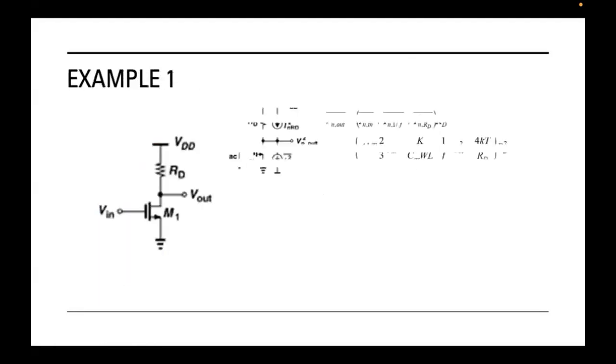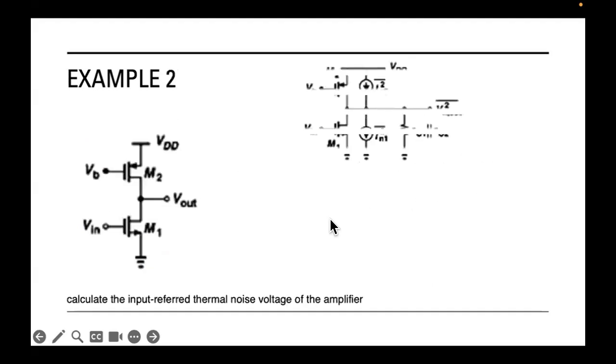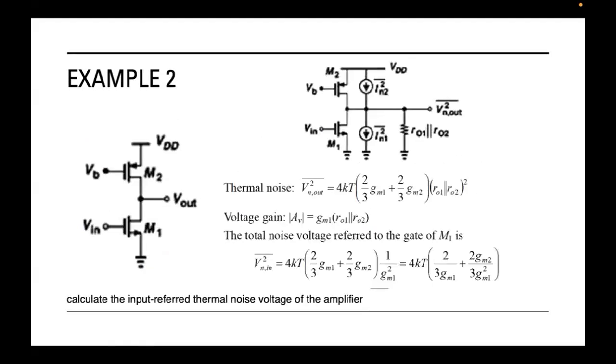While in the circuits, when we transfer from the output to the input, here is output voltage and here is the input voltage. So we use AV. So we divide by AV or the gain due to the amplification stage. That's why here we divide by AV square, not GM square. So take care of that.